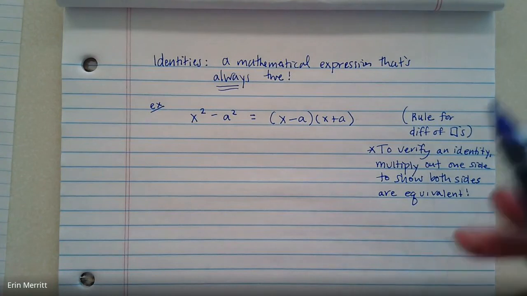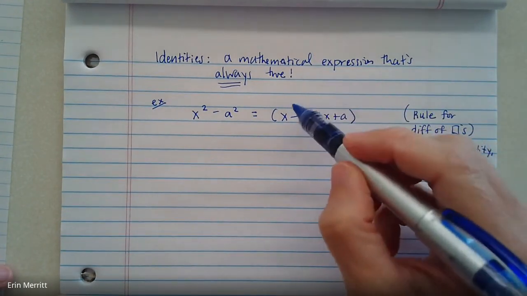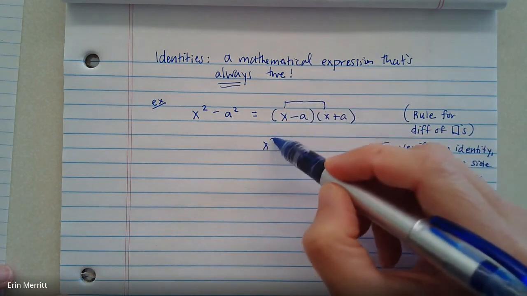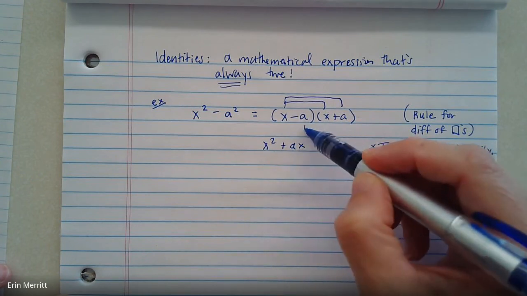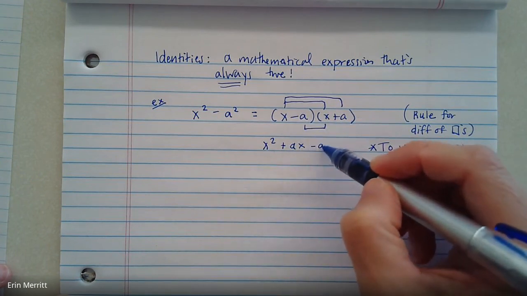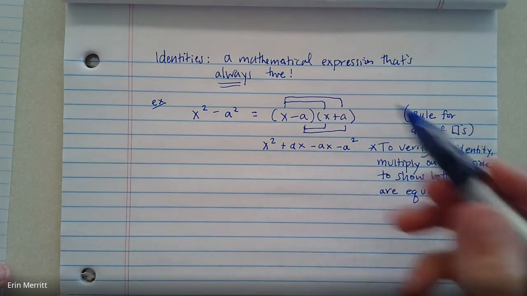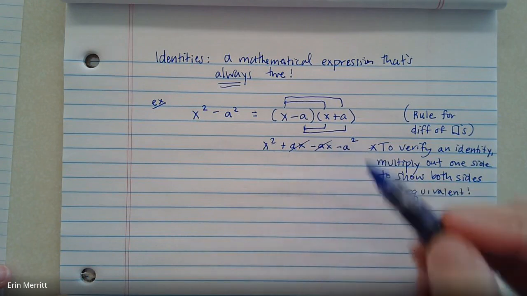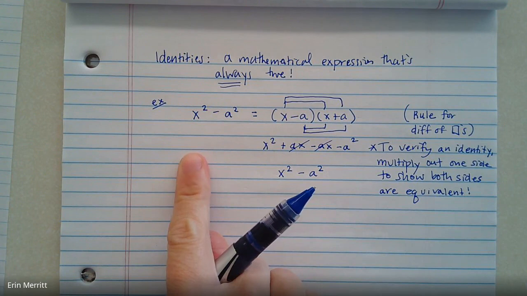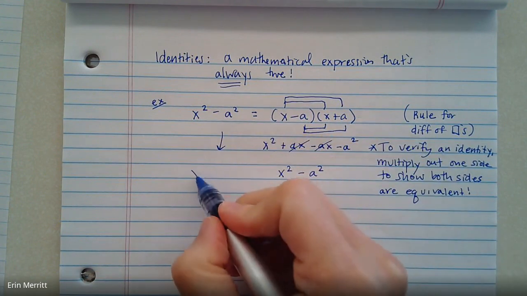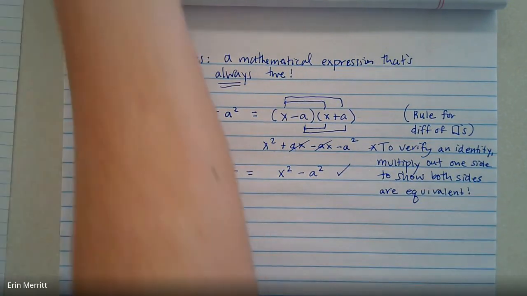All right. And so in this case, because we talked about FOIL, let's quick practice it. So on the right-hand side, let's go. First, there's our x squared. Outsides, that'll give me a positive a times x. Insides would give me a minus a times x. And then last would give me a minus a squared. That plus ax and minus ax always cancels. And you're left with exactly what you had on the left side. And so we just bring this on down. And we put a little check mark to say like, yay, we did it, right?